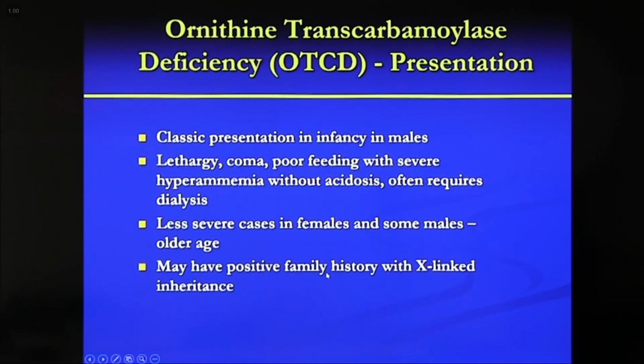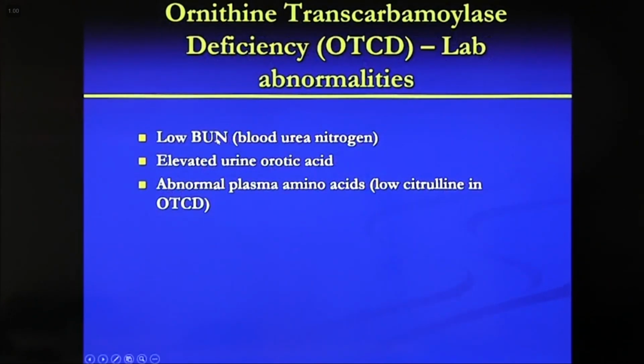It's also important that there can be a positive family history. Oftentimes there's a maternal uncle who died at a very young age, and if that's the case, you really have to look at OTC. Remember, your urea cycle is disrupted, so therefore your blood urea nitrogen will be low. And people don't think of low BUN very much. Sometimes in babies, the BUN is less than 1 or 2, and it's not something that we normally see.